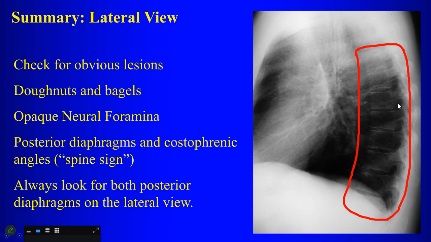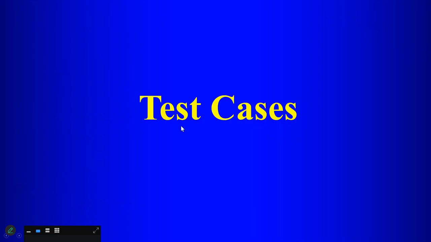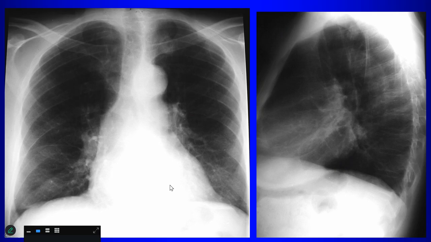Posteriorly, you want to see both diaphragms. Look at the neuroforamina. Make sure that one does not look more opaque than the others. Otherwise, you need to come up with an explanation for that. Always look for both posterior diaphragms on the lateral view. Okay? A few test cases.